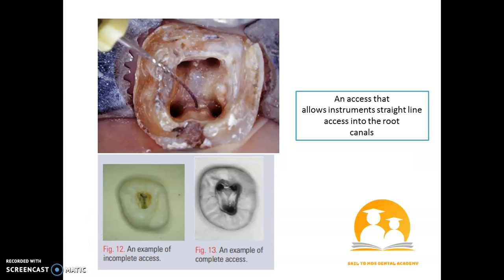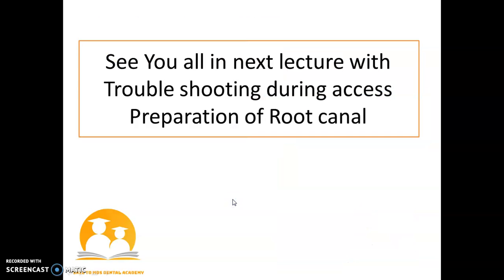Whenever you complete your access preparation, how should it be? It should allow the instrument to have straight line access into the root canal. So this is the right way your access preparation should be. In this example, if you look at the error, it is the incomplete access, and this is your complete access. So aspirant, that was the basics of the laws of root canal orifices.